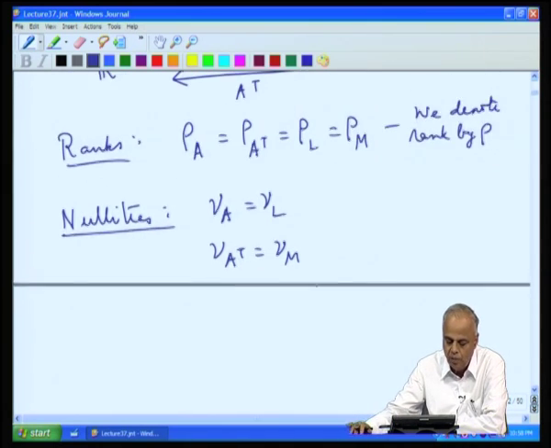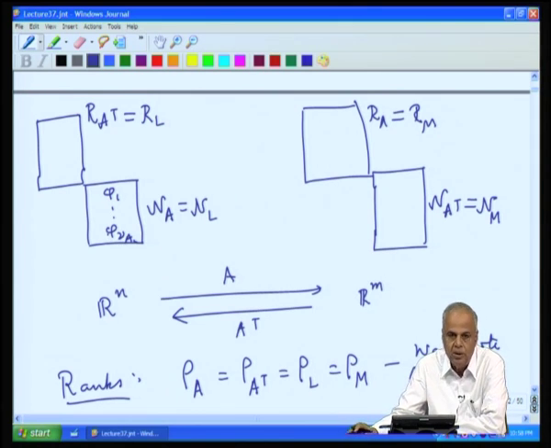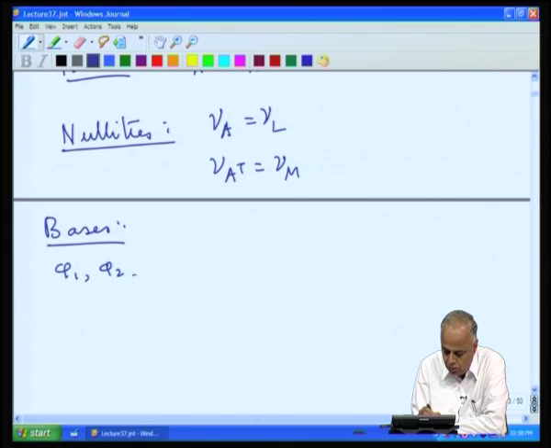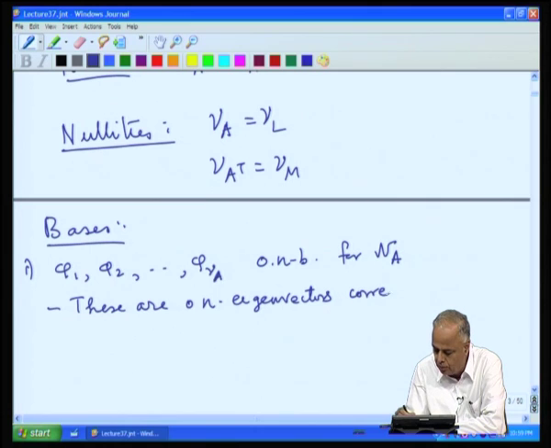Now, using these ideas, we found that we can find a basis phi 1, phi 2, up to phi nu A, which is an orthonormal basis for the null space of A. These are the orthonormal eigenvectors corresponding to the eigenvalue 0 of the matrix L.